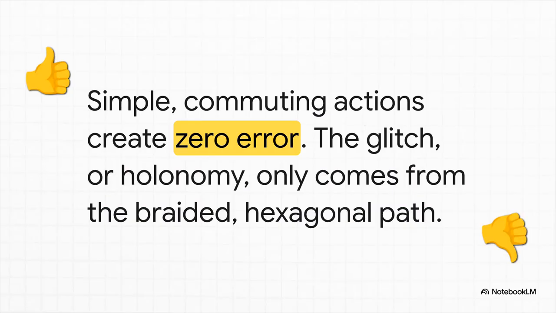So here's the crucial takeaway. The simple, square-like paths where the order is irrelevant, they're totally flat. They're safe. They produce zero error every single time. The glitch, the gap, the problem we're investigating, it only ever appears when you have this more complex, braided relationship, the one that, you guessed it, traces the shape of a hexagon.